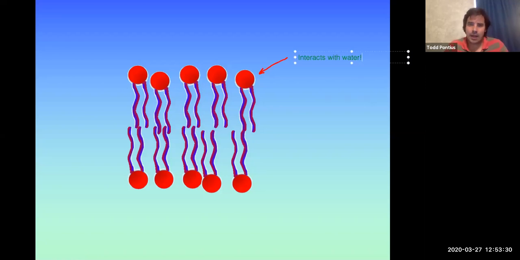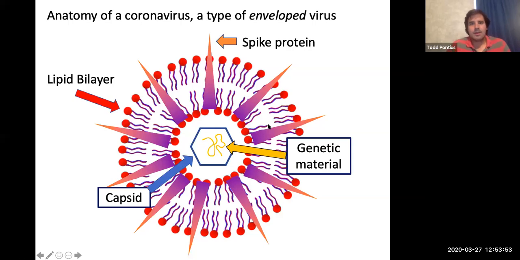So this sort of bilayer is what surrounds the cells in our bodies. It's also used in viruses that have envelopes to them. So let's talk about the anatomy of a virus. Viruses have a number of different morphologies. I figured the most relevant one to talk about would be the anatomy of a coronavirus. So this is basically what it looks like.